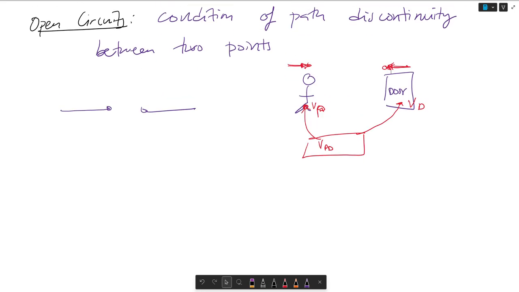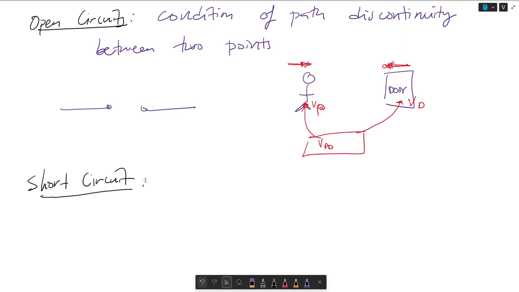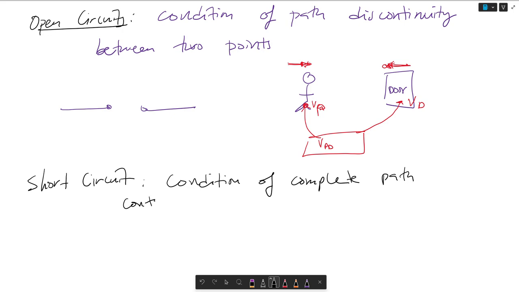And opposite of that is what we consider a short circuit. This is a condition of complete path continuity between 2 points. So to properly define it, a condition of complete path continuity between 2 points.